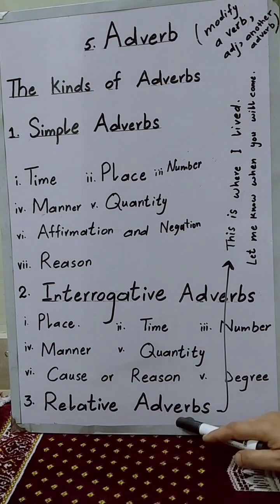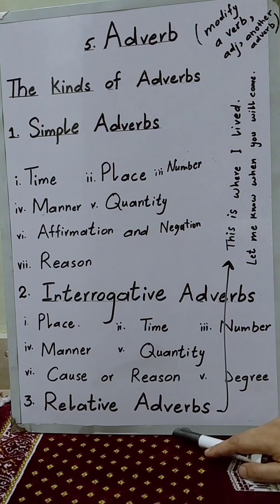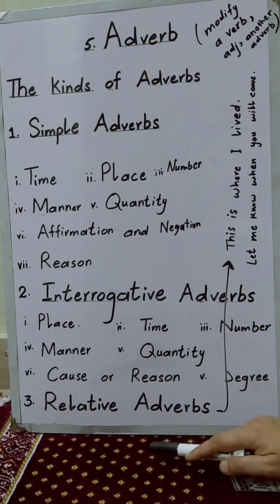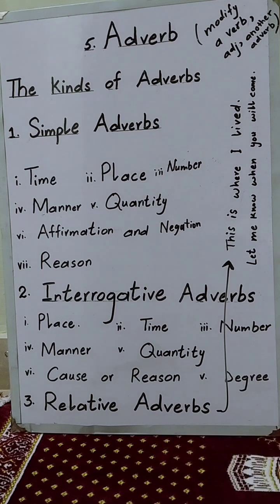Relative adverbs. Relative adverbs join two sentences together. As such, it is a double part of speech, an adverb and conjunction combined. For example, this is where I lived. Let me know when you will come.